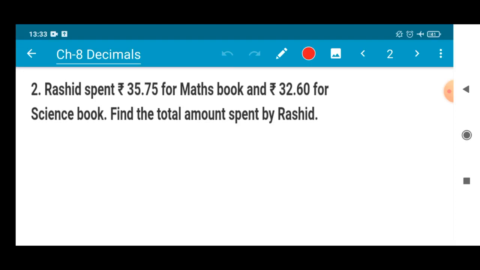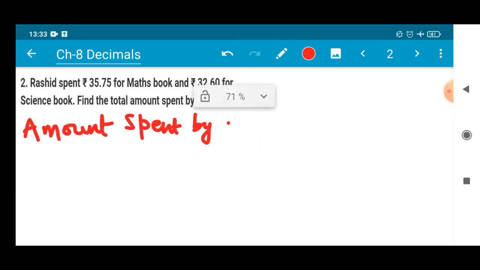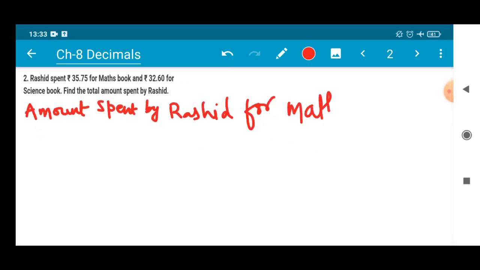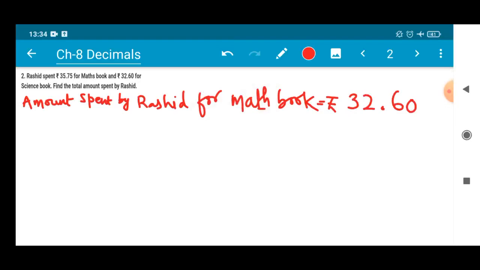So you will write amount spent by Rashid for maths book will be equal to rupees 32.60, right? Now for science book, extremely sorry, it will be 35.75, not 32.60. That is for science book, isn't it?